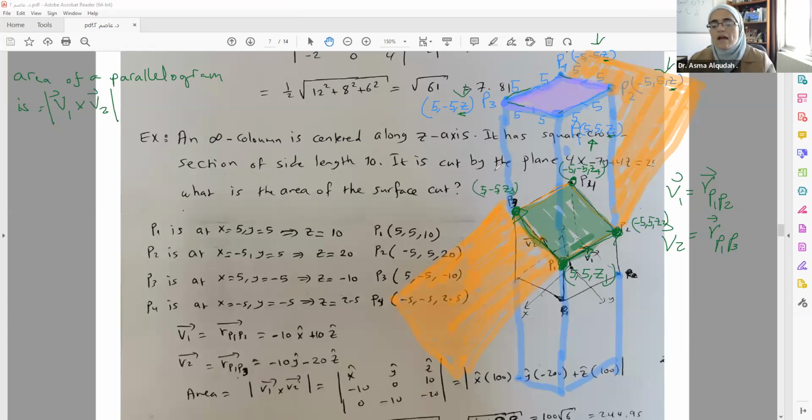Okay, so we have the components of all the 4 points, but with each point, we have only one unknown component, which is the Z component.